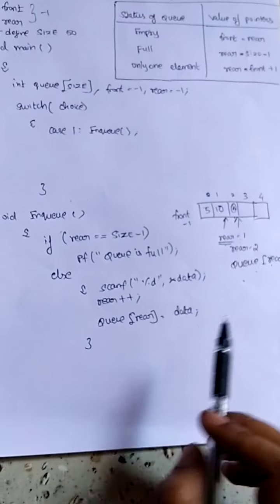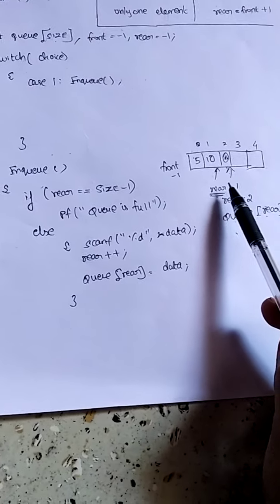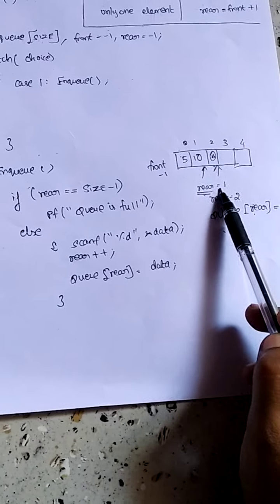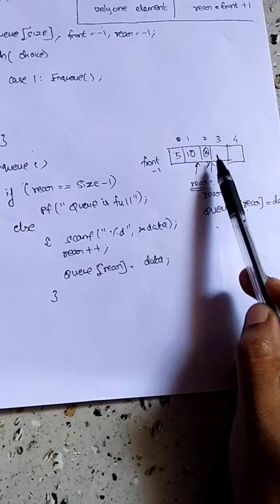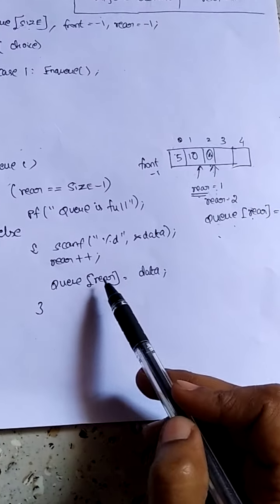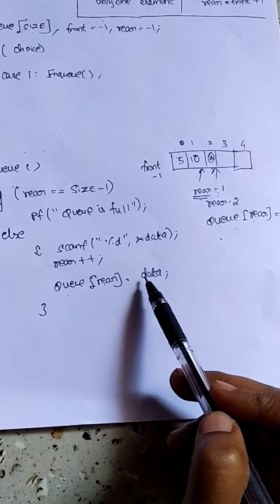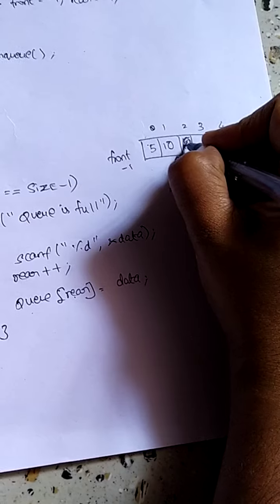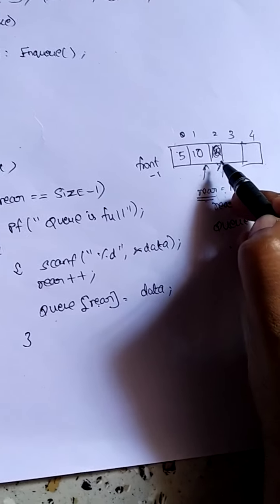So when I want to insert anything, you first increment the rear pointer, so it points to the next position, index 2. Now just insert the data at that position, q of rear equal to the data. If I get the data as 15, the 15 will be put here at index 2.